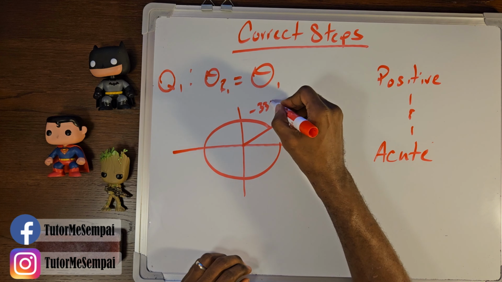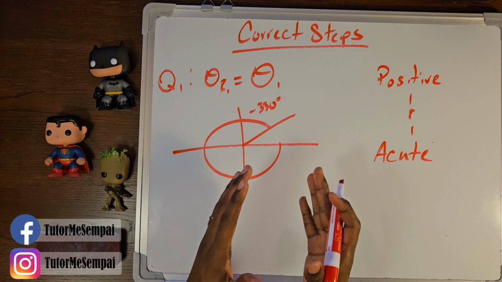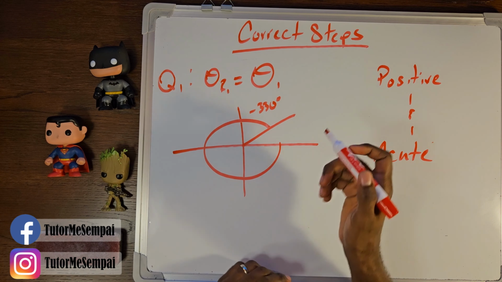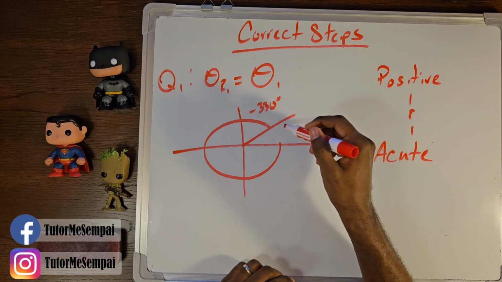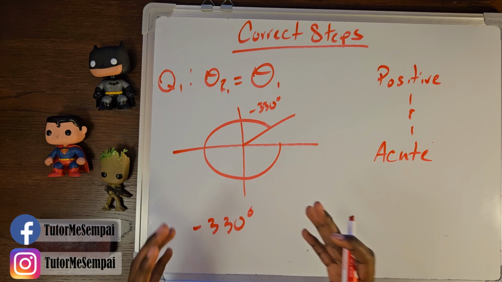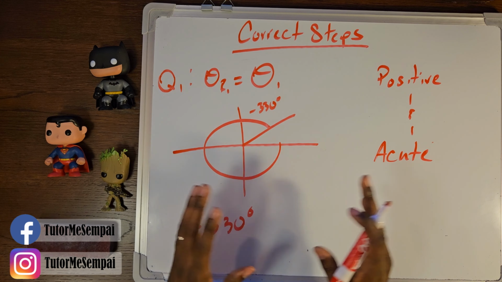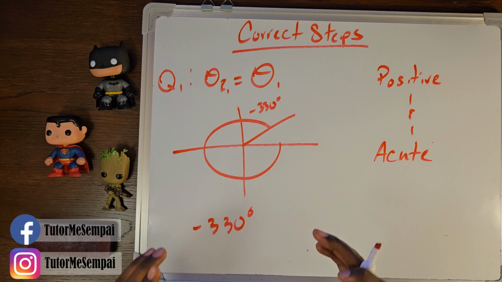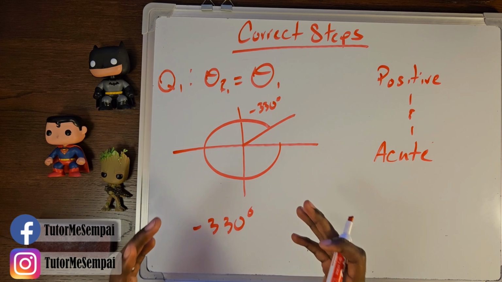Negative 330 degrees. We said we can't plug that into our formula. Well, we want to find a coterminal angle for this angle here. Well, it's negative 330 degrees. Now, this is going to be true for radians or degrees. Don't get caught up on that. I'm just focusing on degrees for this example. So we have negative 330 degrees.